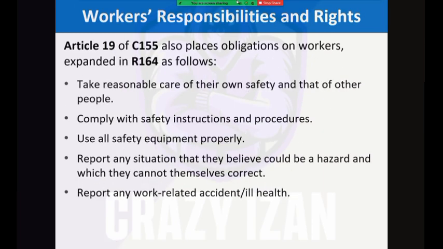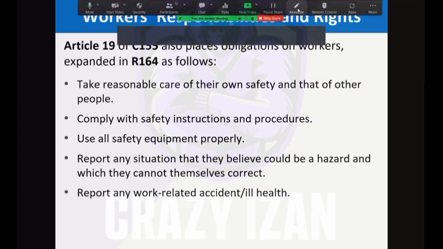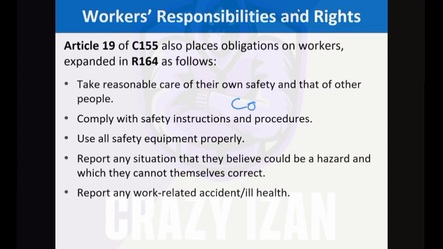So the workers, if they are not following the legal requirements and the legal requirements are not being met, it means the legal requirements are being contravened. So you are contravening the legal requirements if you're not following the instructions of the employer.